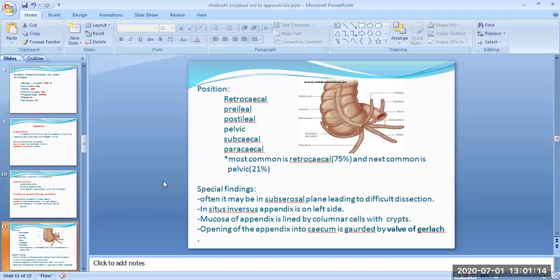Position: retrocecal, pelvic, postileal, subcecal or paracecal. Most common is retrocecal, next common is pelvic. Special findings: often it may be in the subserosal plane, leading to difficult dissection. It is lined by columnar epithelium.